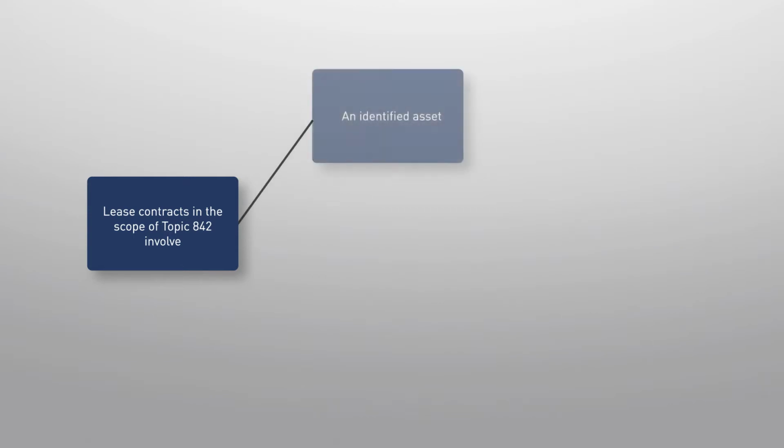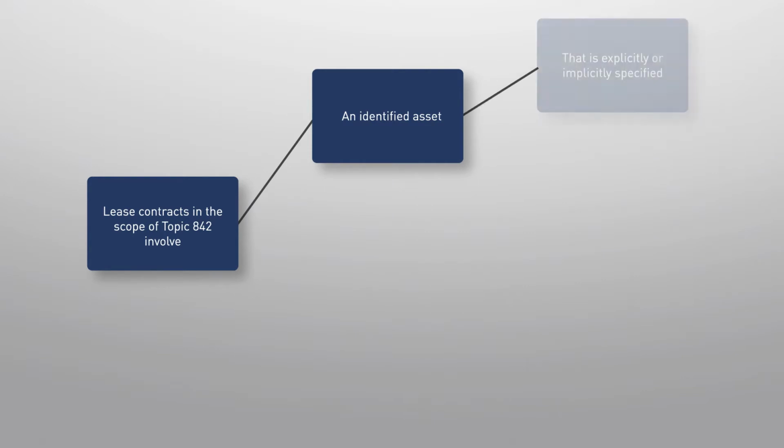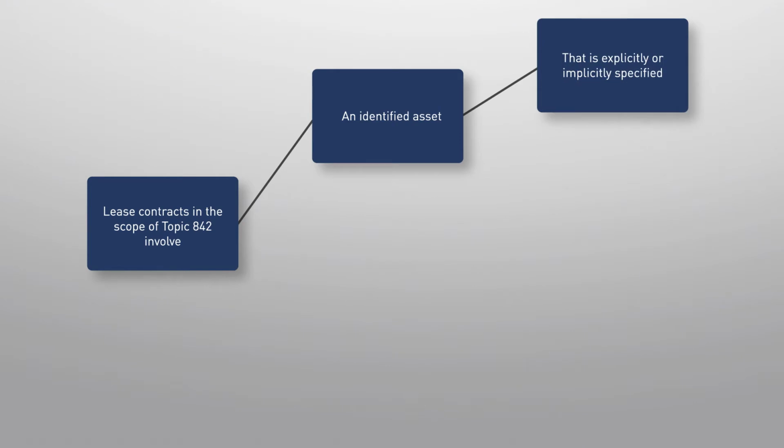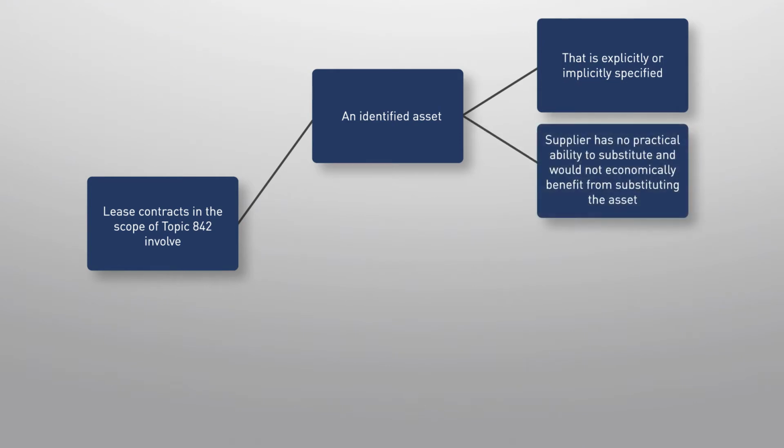Similar to existing GAAP, the new standard only applies to leases of property, plant, and equipment, or things like land and depreciable assets. To determine whether the guidance applies, or whether you are in scope, you have to first determine whether the contract contains an identified asset. An identified asset exists when it is either explicitly or implicitly specified in the contract, and the supplier cannot have the practical ability to substitute the asset, or if it does, it cannot economically benefit from such substitution.